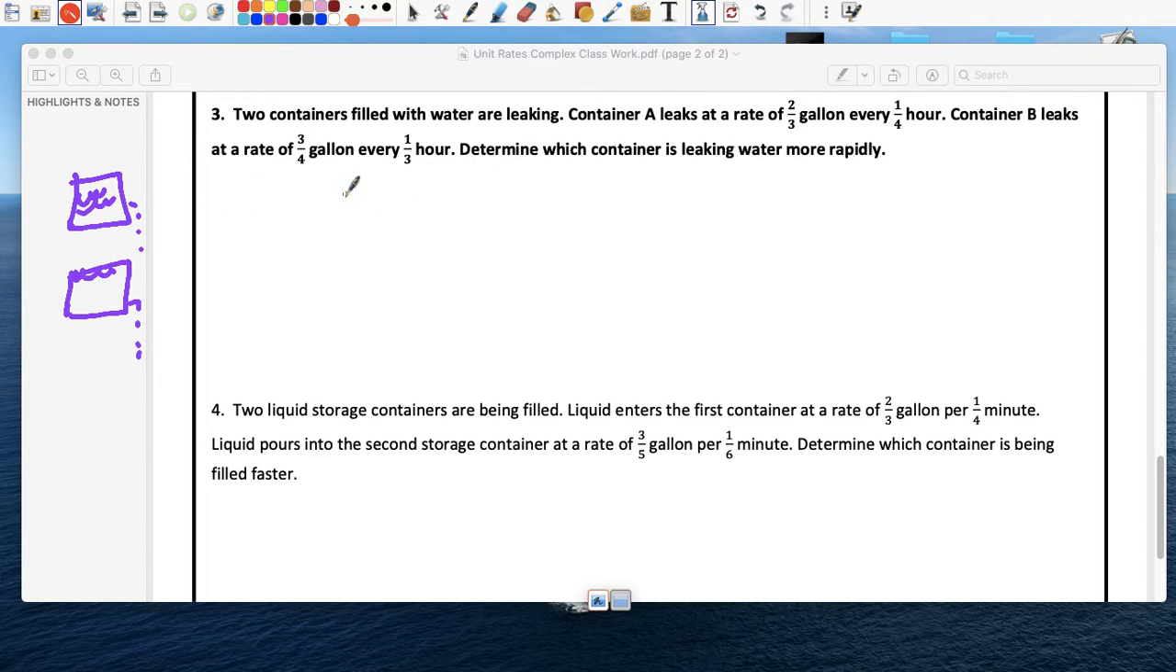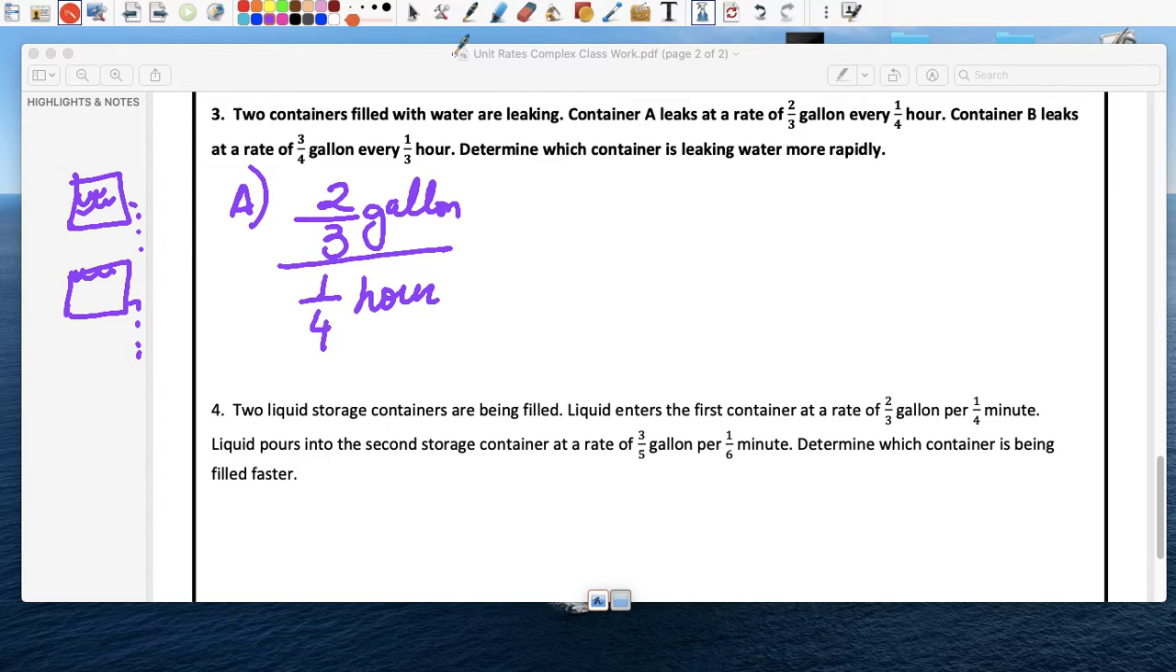2 contenedores. First one, let's go with container A. Container A, 2/3 of a gallon, 2/3 de un galón, está perdiendo a cada 1/4 de hora. And the second container is losing 3/4 of a gallon, pierde esa cantidad de agua en 1/3 de hora, every 1/3 of an hour.